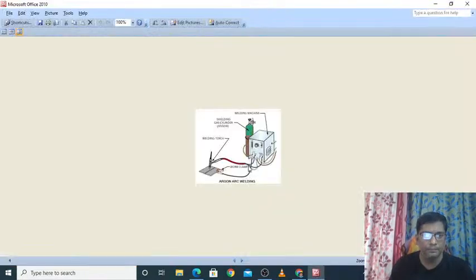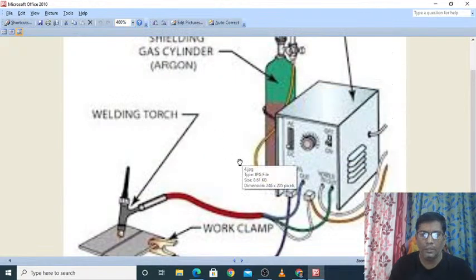And see here, it is an arc welding process. In this arc welding, we are using argon. See here, it is argon. This argon is filled in this cylinder, and it flows through this high temperature. Yes, good, it is argon, but this argon gas cannot react with the metal. That is the advantage of argon. This gas cannot react with metal.